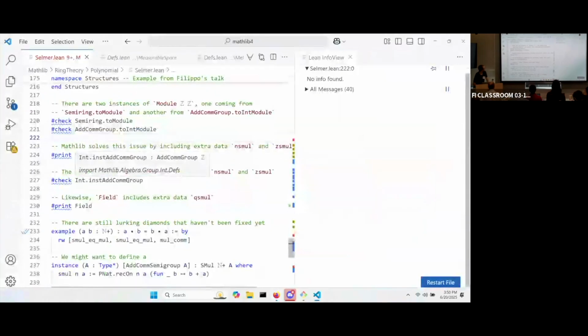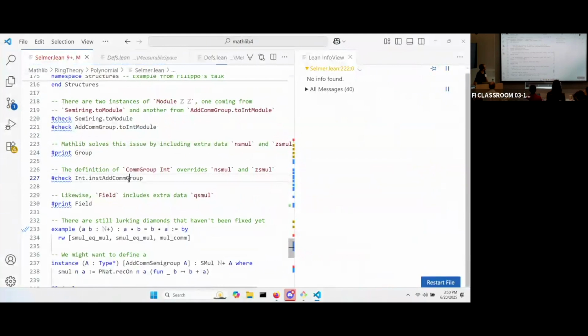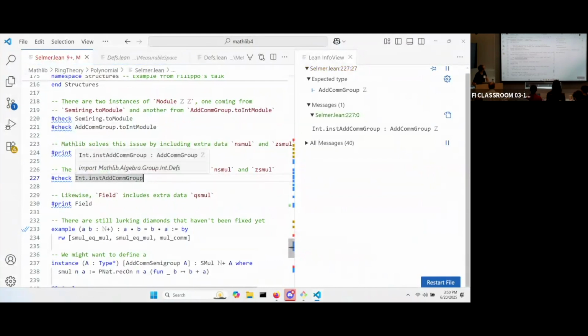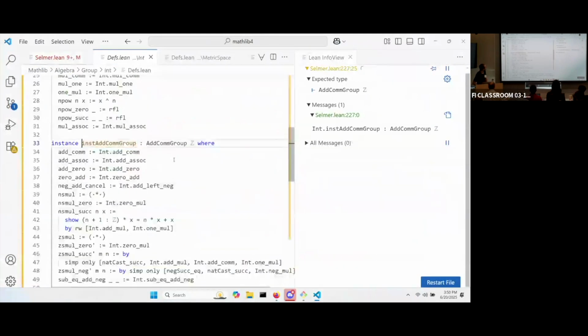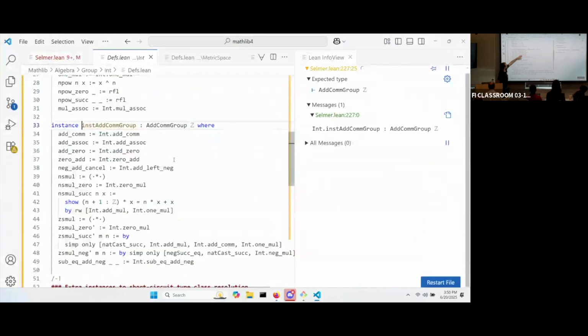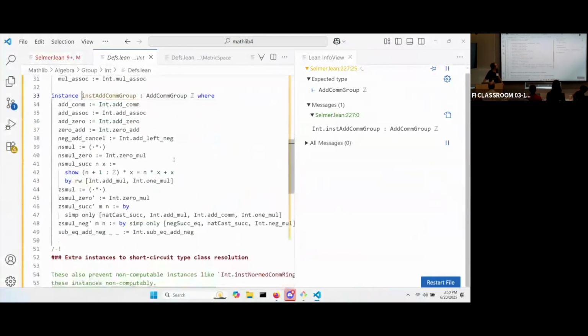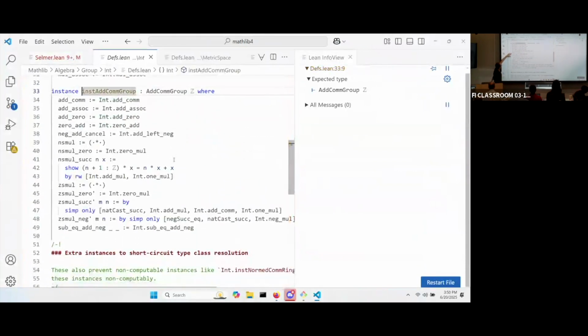It's avoided in inst add com group. So when we say that the natural numbers are an additive commutative group, we don't just define the addition and do the usual group proof. We add a couple extra things, if we can find it. Here it is. When we define the integers being an additive commutative group, we also override nsmul and zsmul.